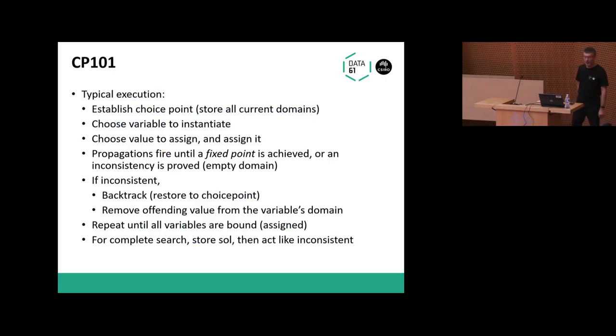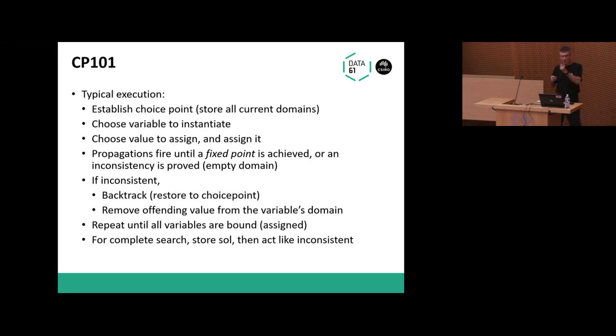Okay, so the typical execution is that I store all of the values of all of my domains. I choose a variable to instantiate, and I give it a value. As soon as I give that variable a value, all of the constraints that mention that variable are going to fire, and there's going to be a bunch of propagations happen. And I keep going around the loop until all of my variables' domains have stabilized. And then I've got 2 things that could have happened. Either I've found a constraint, or I've found a variable where all of the elements of that domain have disappeared. And that's called a failure.